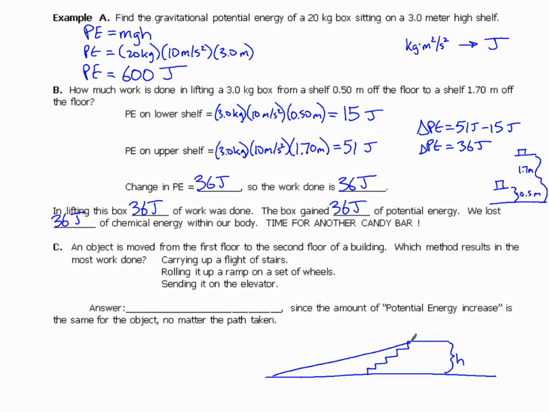Our third option was the elevator. So maybe it's just a lift like this. They all get to the same place. They all have the same vertical height. The answer is they require the same amount, since the amount of potential energy increase is the same for the object, no matter the path it's taken.